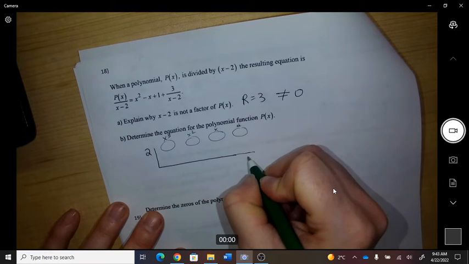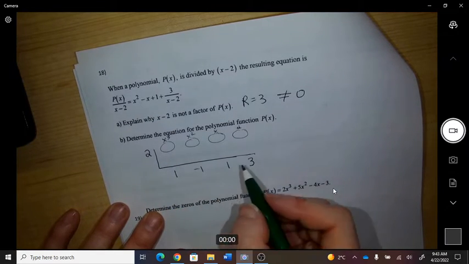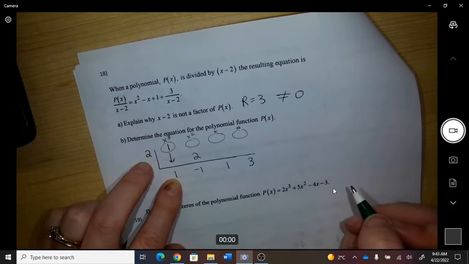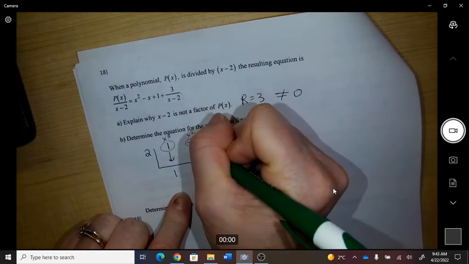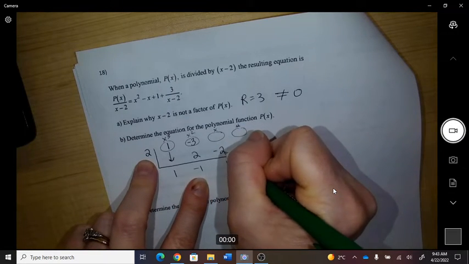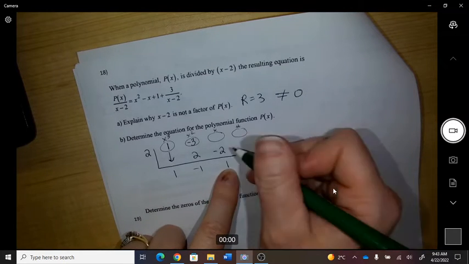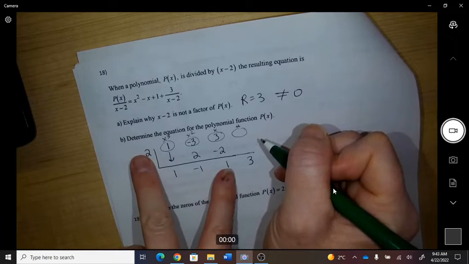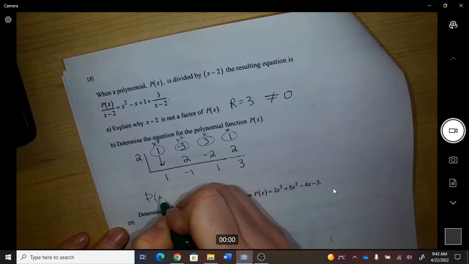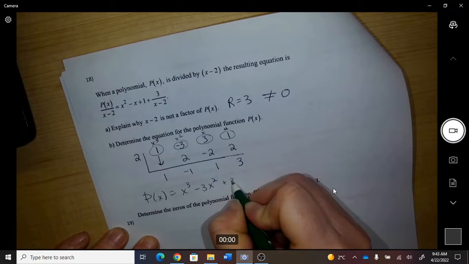Okay, and then I knew the remainder was 3. The quotient was 1, negative 1, and 1. So here I would have had a 1. This times is to 2. So what would be my adder there? So negative 3. This would times to negative 2. So I would need a 3. And then this times is to 2, so therefore I would need a 1. So my original equation p of x would equal 1x cubed minus 3x squared plus 3x plus 1.